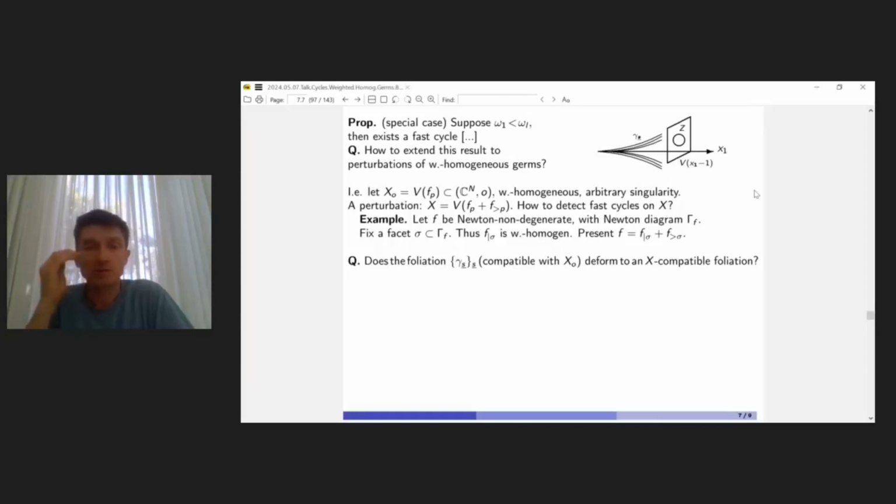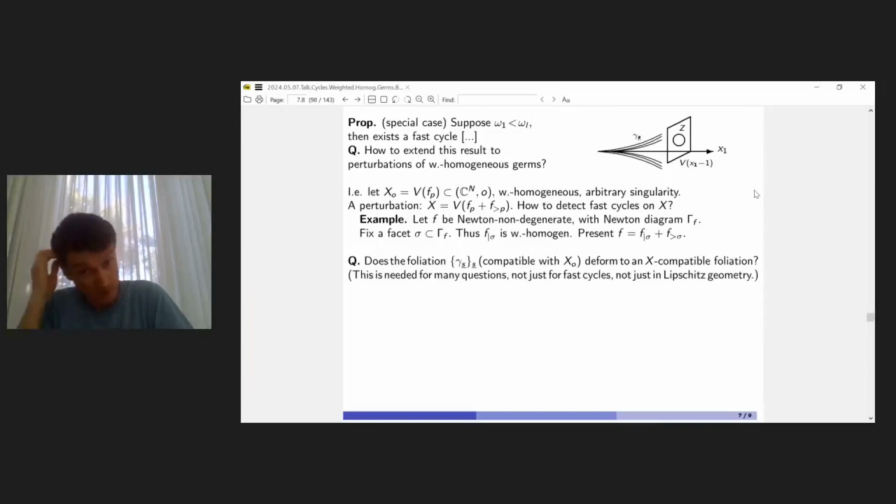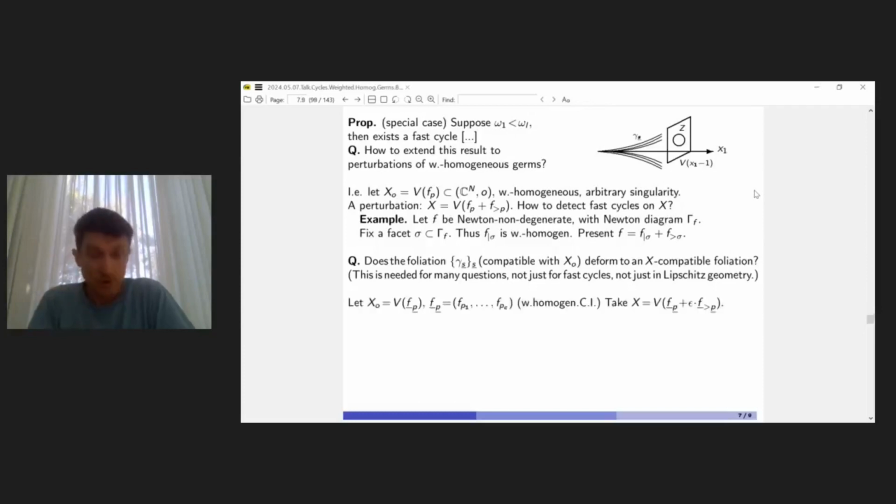Actually, this question is important not just for fast cycles, not just in Lipschitz geometry. Whenever you do something with weighted homogeneous germs, you use this group action or foliation, doesn't matter how you call it, you use this symmetry. And we want to promote this symmetry to perturbations of weighted homogeneous germs. So this question is important.